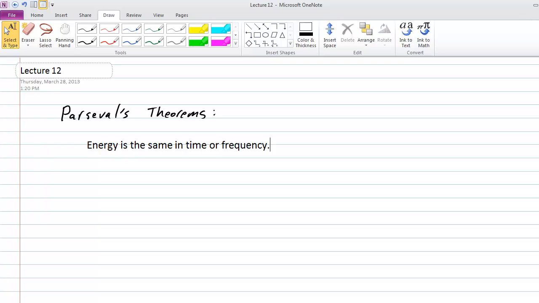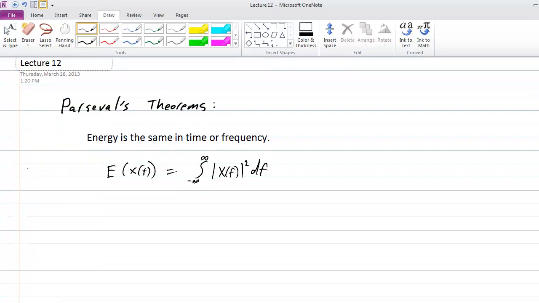All right, so what do we mean by that? Well, we mean that the energy of, let's say, x of t, could be calculated as the integral from negative infinity to infinity of the magnitude squared of the Fourier transform of x. So we defined it originally as the integral of the magnitude squared of x itself. So this would be in continuous time.